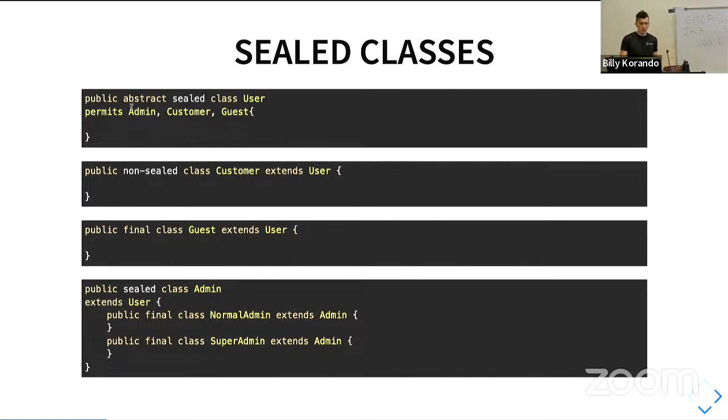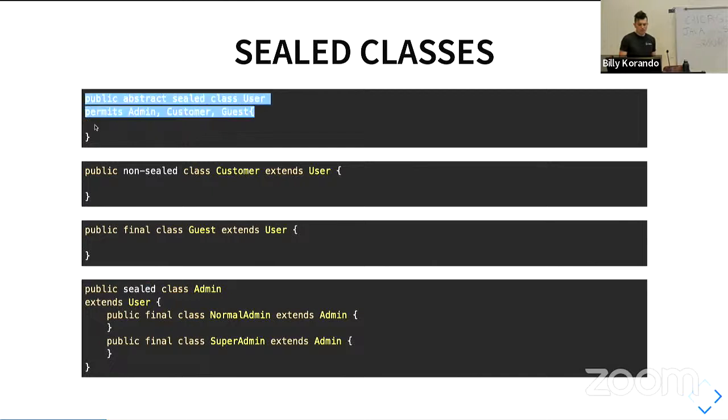But anyways, these classes that can extend off a user would then need to either declare themselves as non-sealed, like in the case of customer. Effectively, that makes it a normal class, so any class can extend off of customer. There's final, that's not new, so nothing can extend guest. Or you can also declare the class as sealed, as in the case of admin.